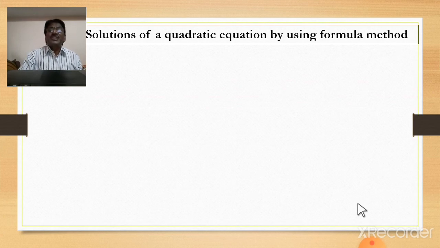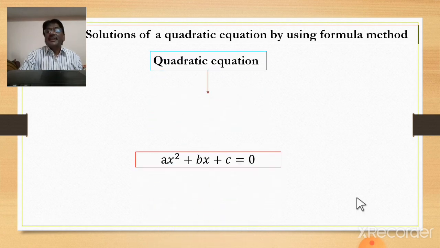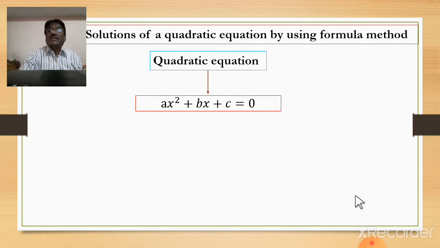You know the standard form of quadratic equation, that is also called the general form of quadratic equation. And what is it? It is ax square plus bx plus c is equal to 0.